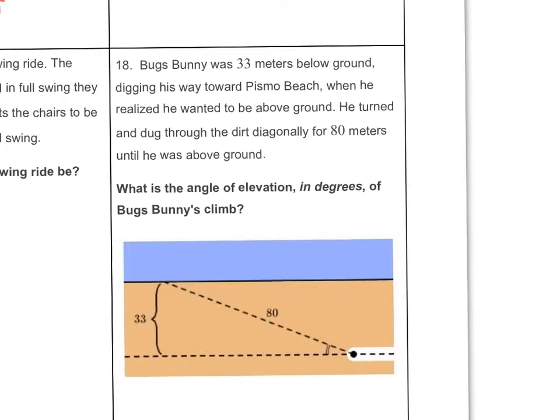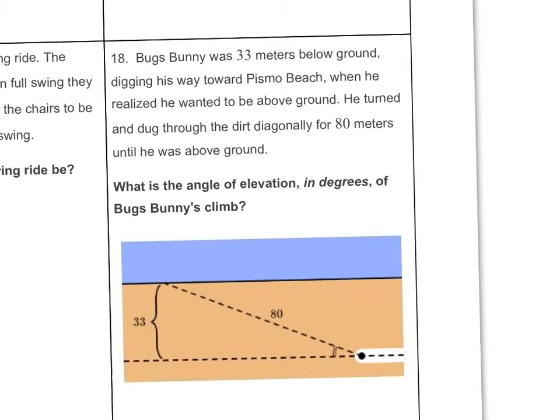Alright, and then we do the Bugs Bunny one. 33 meters below ground, that gives us a nice picture. And we're looking at what happens when he wants to be above ground. And what we're really looking for here is this angle of elevation. Okay, we've got the opposite, the hypotenuse. This is a sine problem. So I'm going to start off with sine of the angle is equal to 33 over 80.